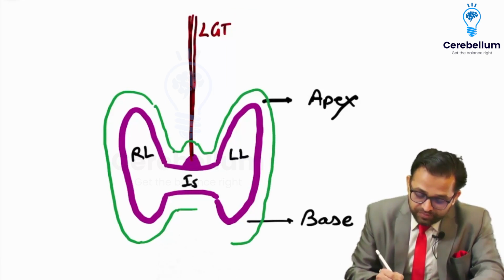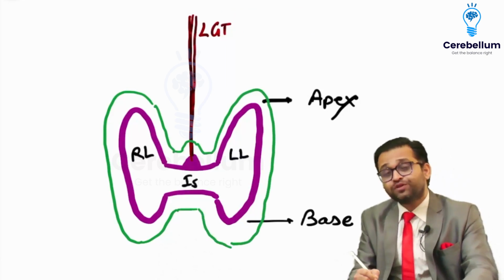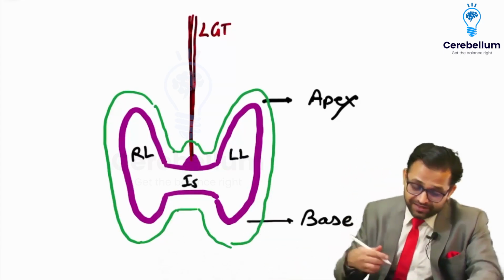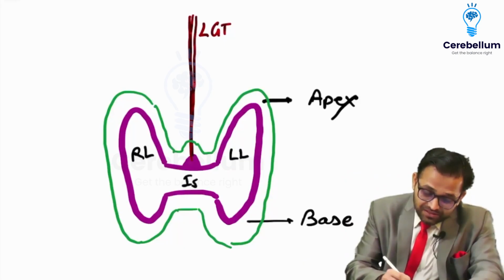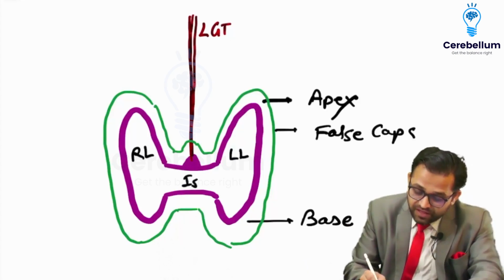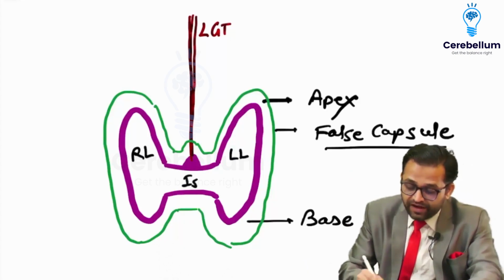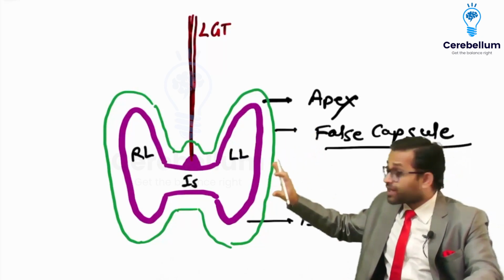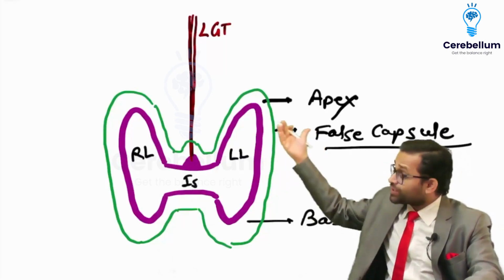False capsule. Do you remember? In the kidney also you will observe, the one that is away is the false one. Yes, it is away. This is the false capsule of the thyroid gland. Remember, it is made by the condensation of the connective tissue and fat which are located outside.